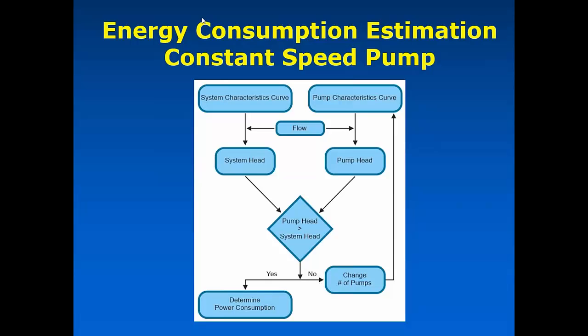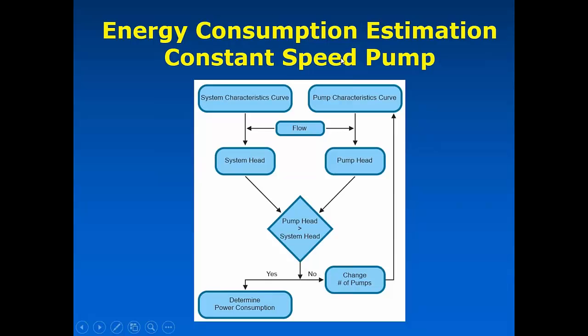So I'm just going to quickly go through these. I'm going to do the constant speed one first. After these characteristic curves have been defined, we take the flow that is coming from the model, and we use that flow rate to calculate the system head and the pump head, and then we compare those together. Is the pumping head that is required greater than the system head? If it is, then we have enough pumps online, so we're running okay.